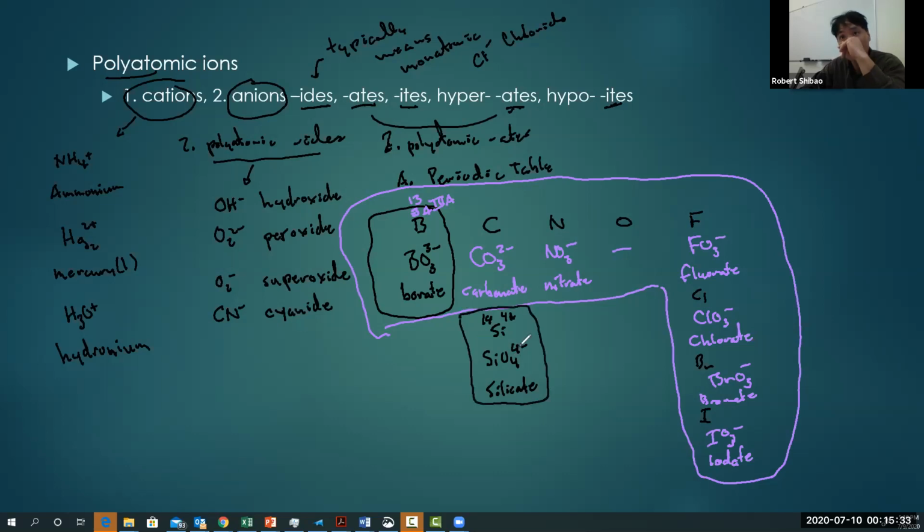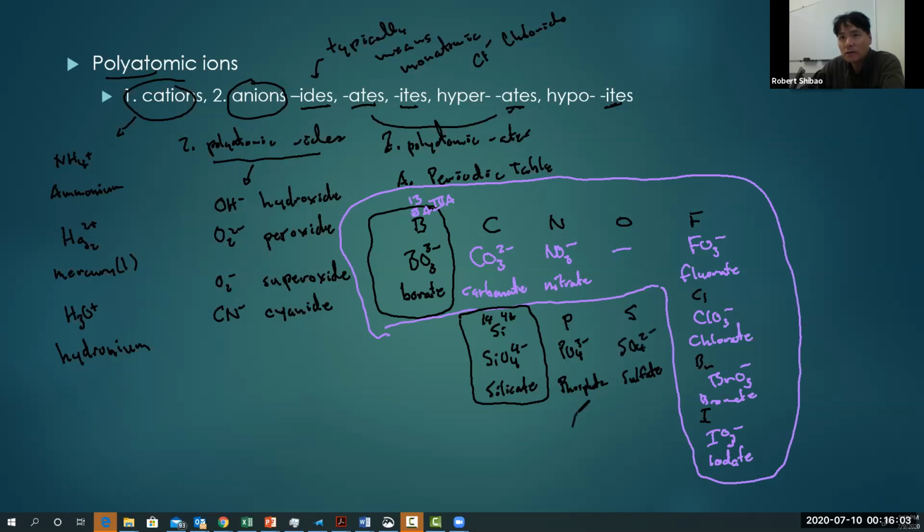This is the inner block. So next to silicon comes phosphorus. Phosphorus is here. And next to phosphorus comes sulfur. It's here. So phosphate. Phosphate is PO4 3-. Here, that's phosphate. Sulfate is SO4 2-.